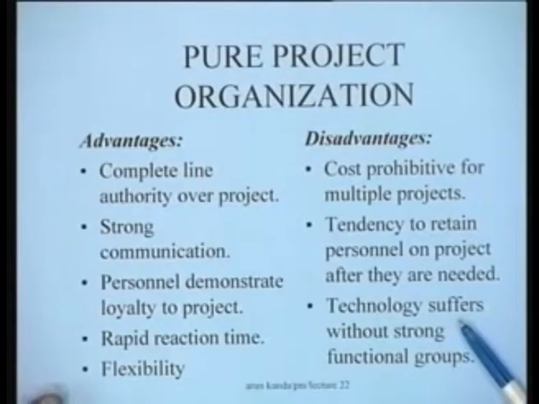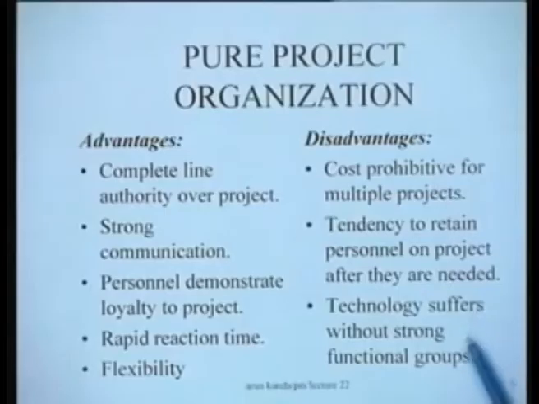And another problem with this kind of pure project organization structure is that the technology suffers without strong functional groups. In this particular organization, you do not have the strong functional groups that you had in the functional organization. By virtue of that, in the functional organizations the individuals could grow and develop technology because they were all there in that sense. But here that opportunity is not very strong.